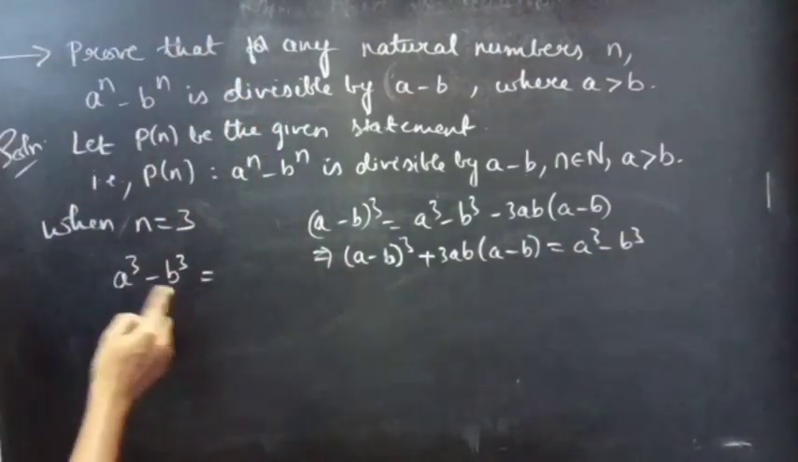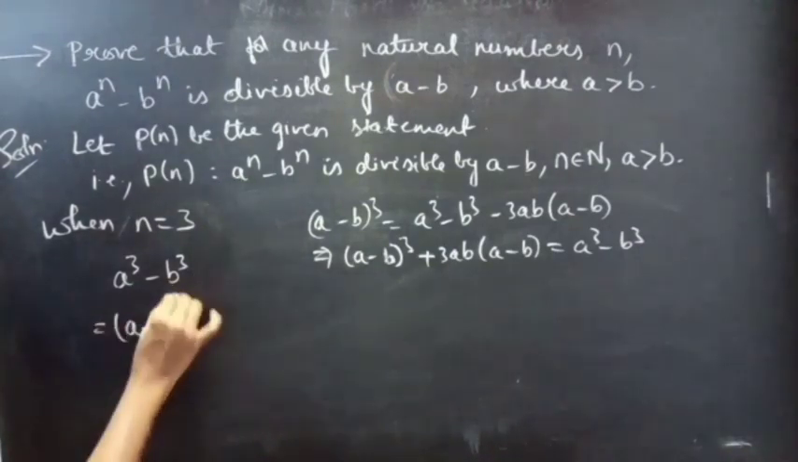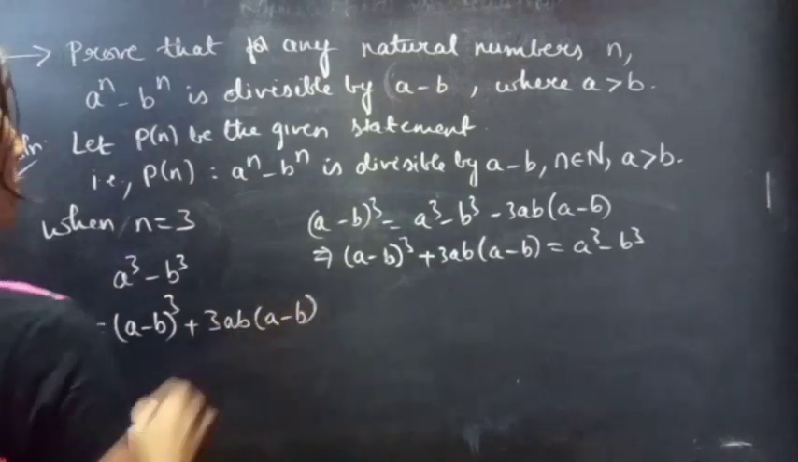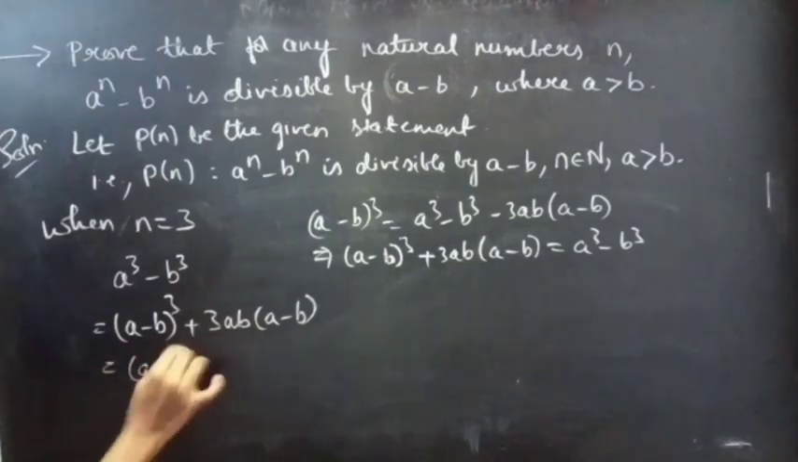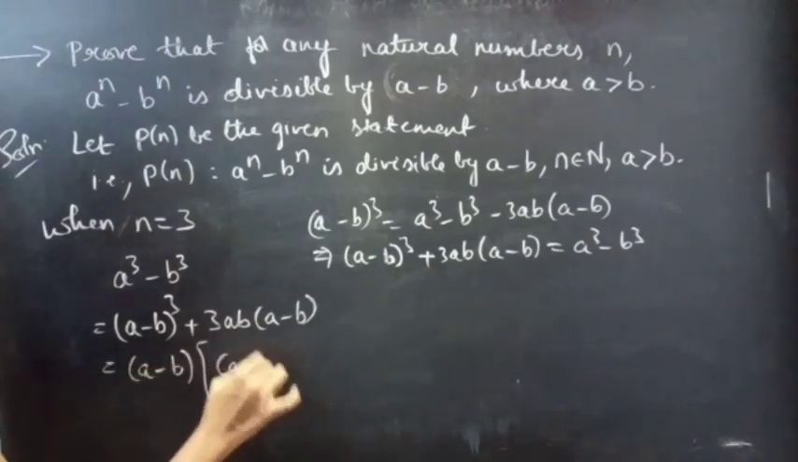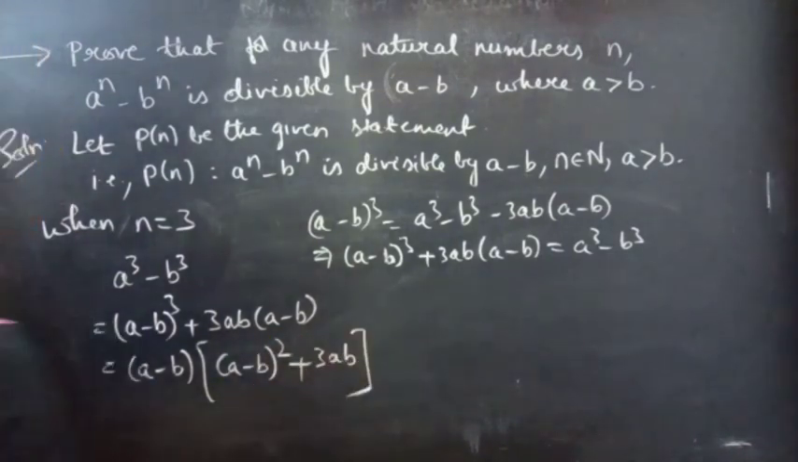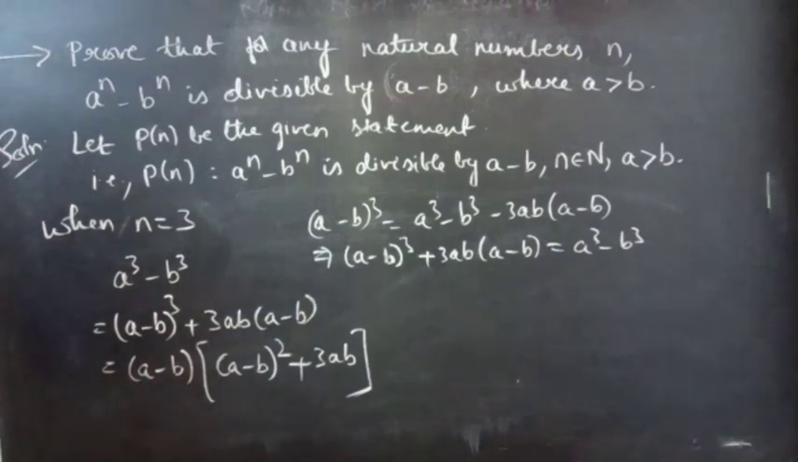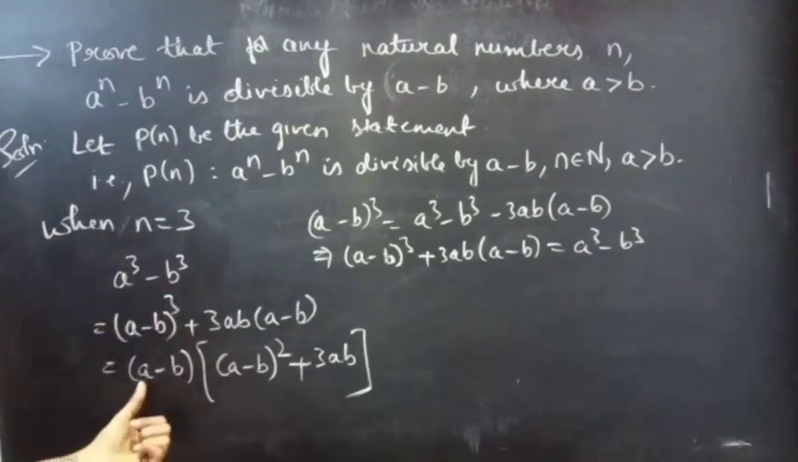Now we can replace a³ − b³ by (a − b)³ + 3ab(a − b). Now take (a − b) common from these two terms, we'll get (a − b) times [(a − b)² + 3ab], right? Which is again a multiple of a − b. So by looking at this, we can say that a³ − b³ is divisible by a − b.